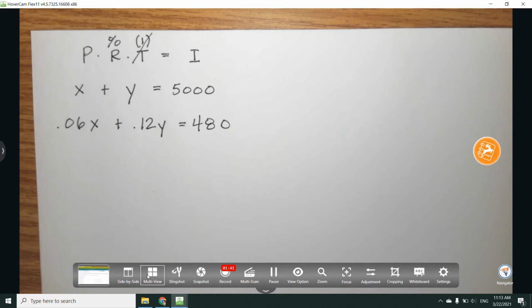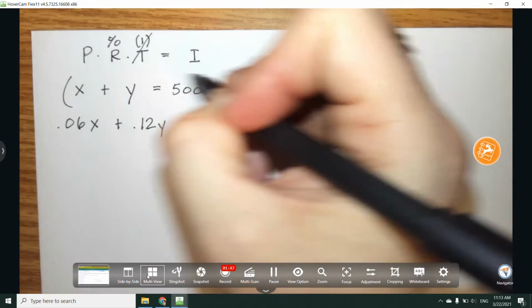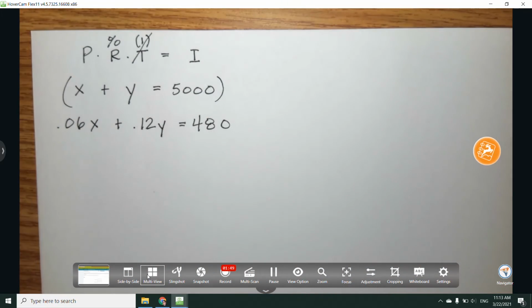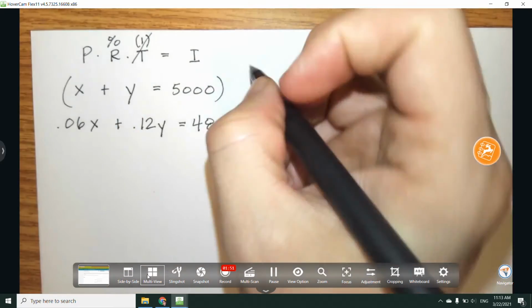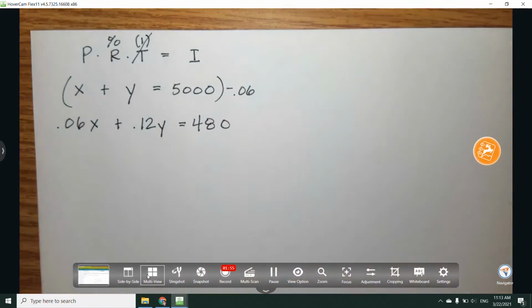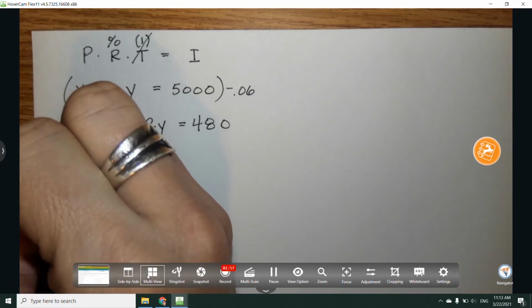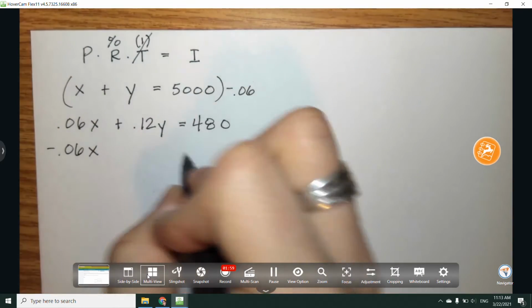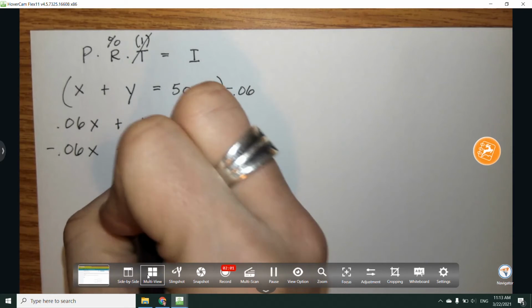We do want to go ahead and solve this one. We don't want to put in the equations. I imagine sometimes we will have to do that, but we can go straight to work on this. And I like substitution, so I'm going to multiply this one times a negative 0.06. That way this becomes a negative 0.06x, and this is going to be a negative 0.06y.